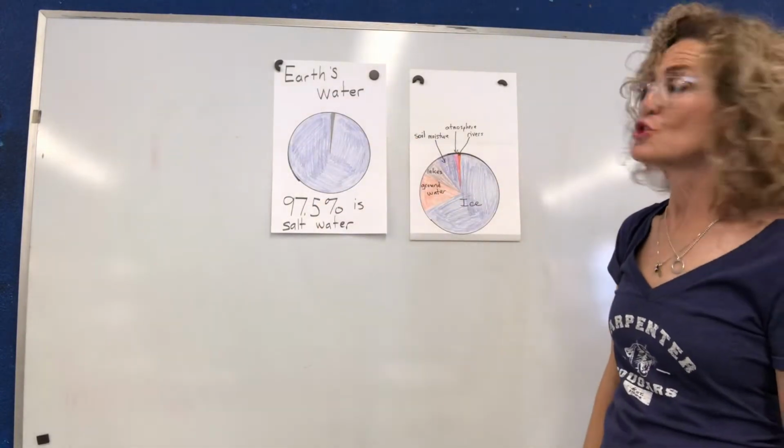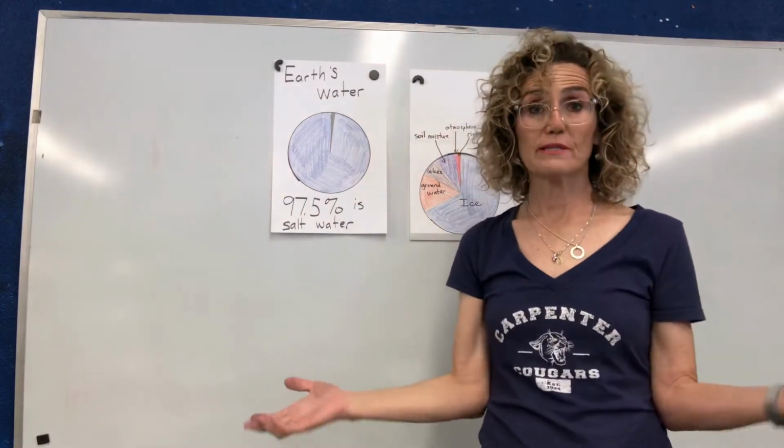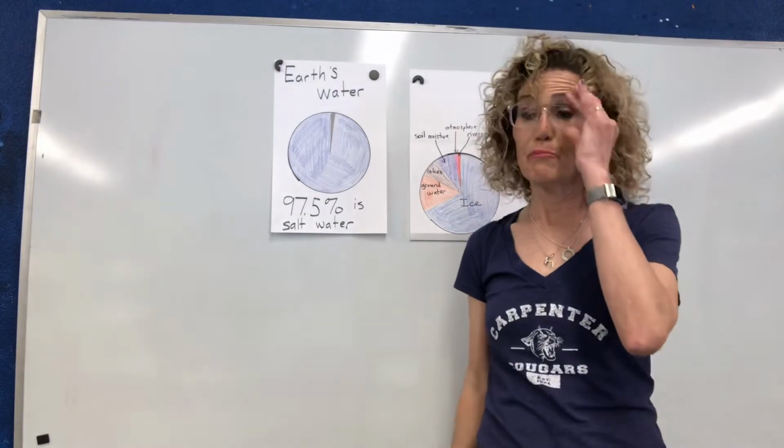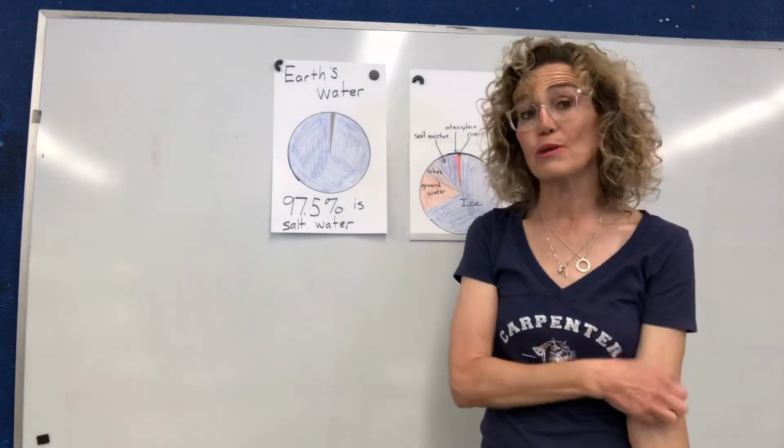So Earth's surface looks full of water, like we could have so much water, but in fact there's not that much water that we can actually drink.